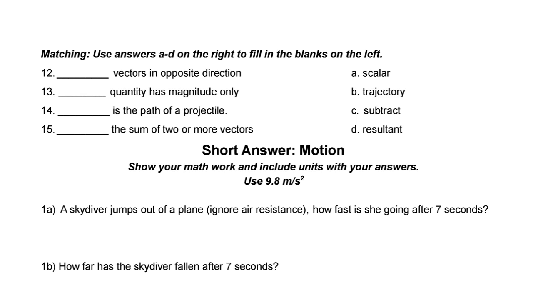And let's take a look at some matching. Vectors in opposite direction, if they're pointing in opposite direction, we should probably subtract. So I'm going to guess C for now. A quantity that has magnitude only, that sounds like a scalar, so that's going to be A. The path of a projectile, trajectory, that sounds right. And then the sum of two or more vectors is the resultant. Yep, that sounds right as well. So C, A, B, D.